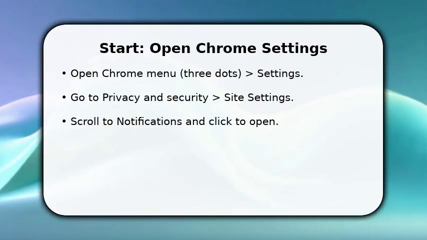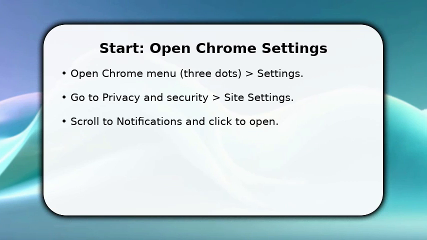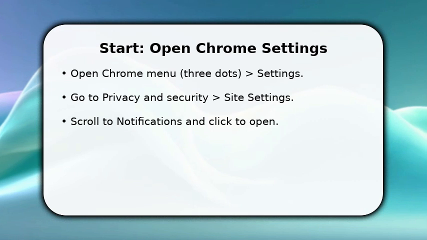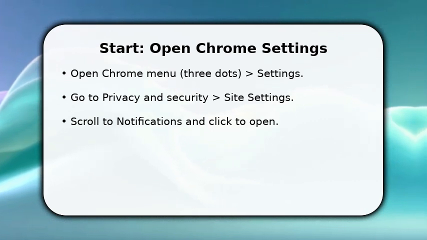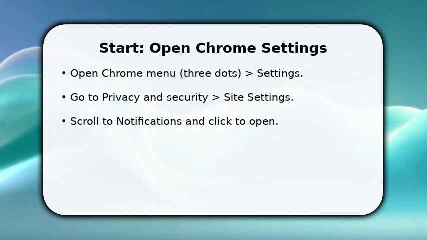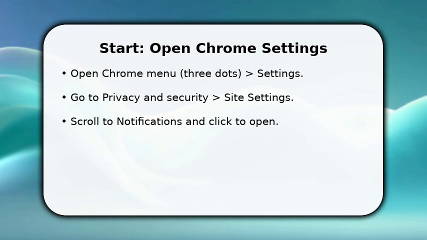You start inside Chrome. Open the three-dot menu and pick Settings so you can control notifications immediately. Once inside, go to Privacy and Security and then Site Settings. This groups permission controls in one place. Scroll down to Notifications and click it to reveal current rules and active site permissions.